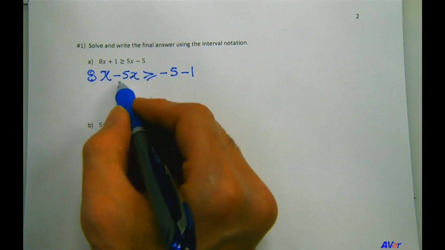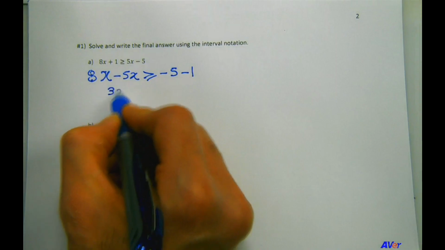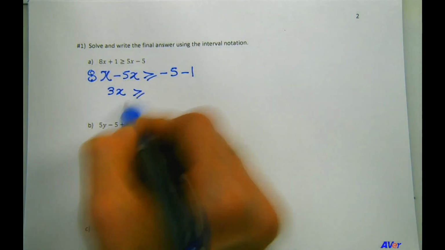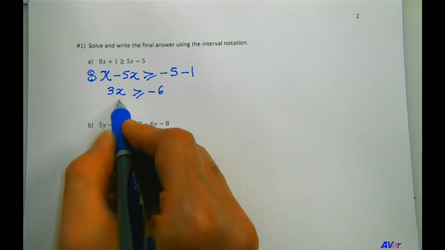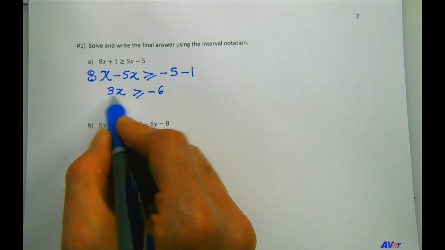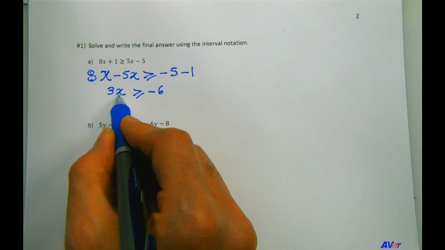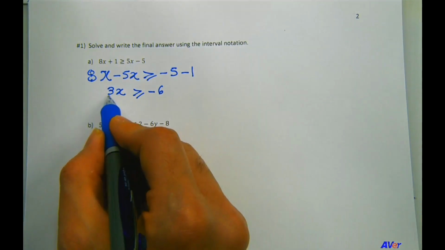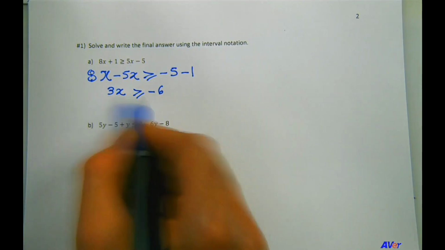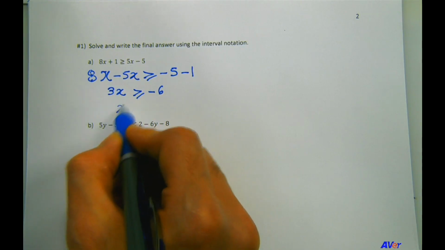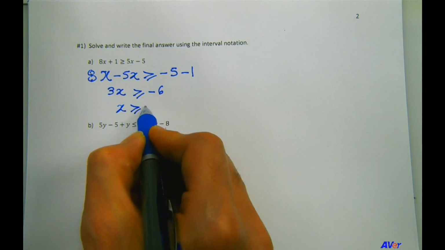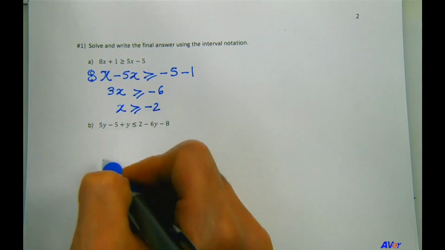Okay, let's do the basic algebra then. Subtract: 8x minus 5x is just positive 3x, greater than or equal to minus 6. And then we're solving for x, so we're isolating x. So we need to get rid of the 3. How do we do that? Divide both sides by 3. So when we do that, we end up with x greater than or equal to minus 2.